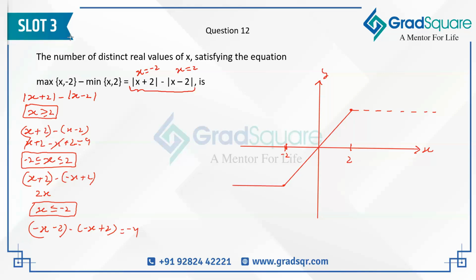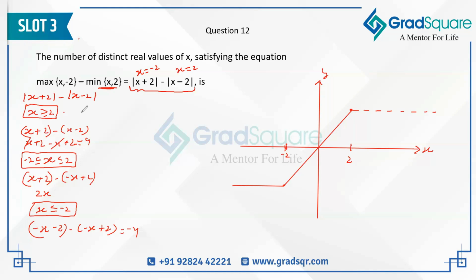Now comes the next part of it, which is very, very interesting. The way they have described the graph or the function on the left hand side of this equation. Now look at this: max of x comma minus 2, minimum of x comma 2, right? Now, if I put any value greater than 2, this value will change. If I put any value between minus 2 to 2, there will be again changes, and for less than minus 2 again changes. So my ranges will remain the same once again. They have designed the question that way.